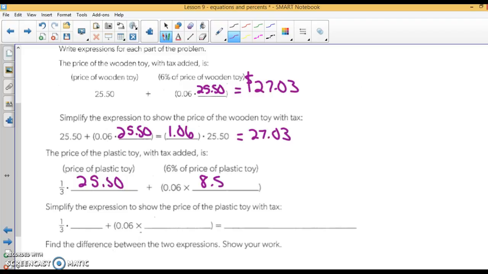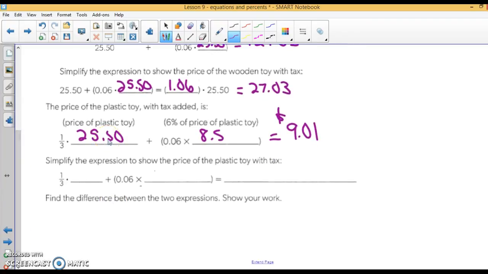Okay. You end up with $9.01 for the plastic toy. What's the difference in the two? 27.03 minus 9.01. You end up with 18.02. So if he buys the plastic toy instead of the wooden toy, he'll save 18.02.